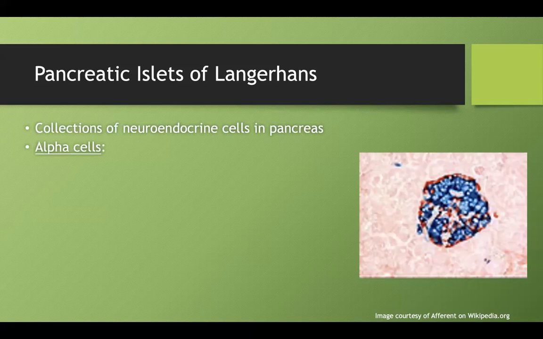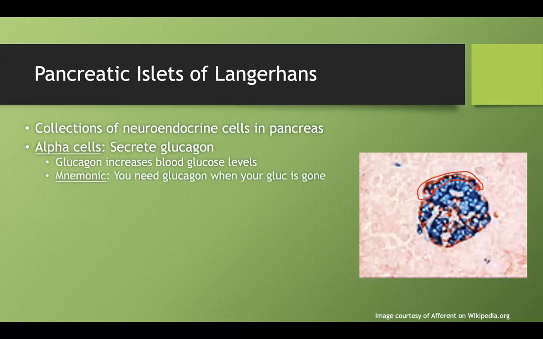Alpha cells are the first type we'll talk about, and they're coded in red here, and they secrete glucagon. What I want you to know about glucagon is that glucagon increases your blood glucose levels, okay? And how I remember this is the mnemonic, you need glucagon when your gluc is gone. Because if you have low glucose, that's when you're going to see glucagon being released in order to increase our blood glucose levels.